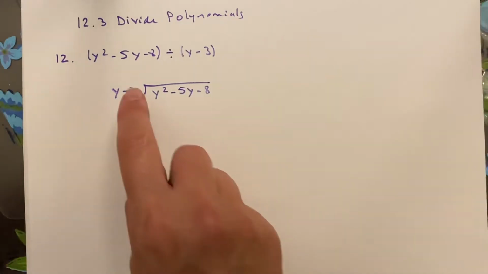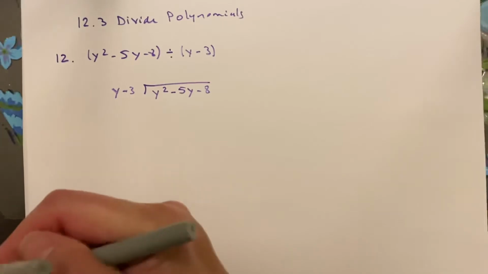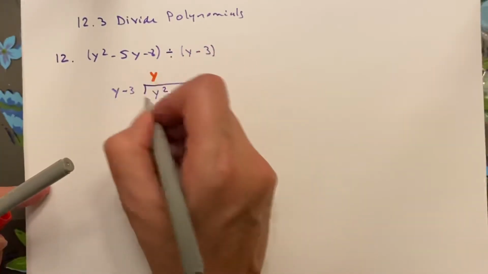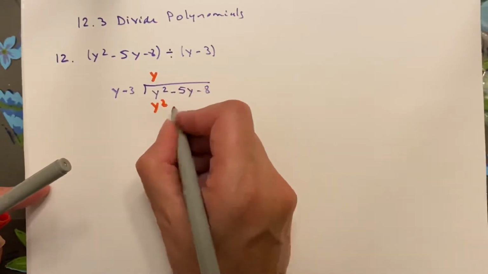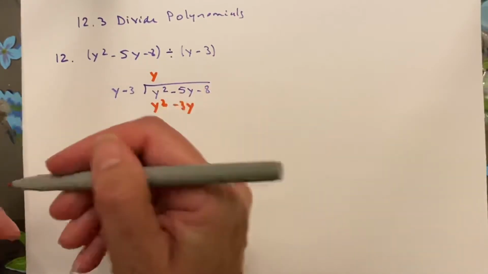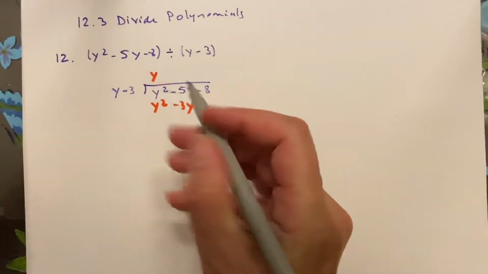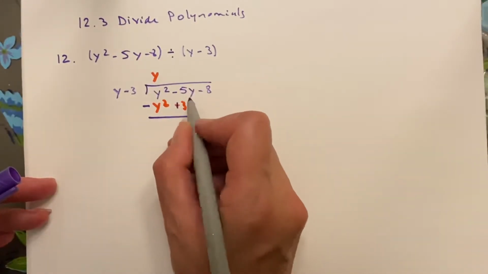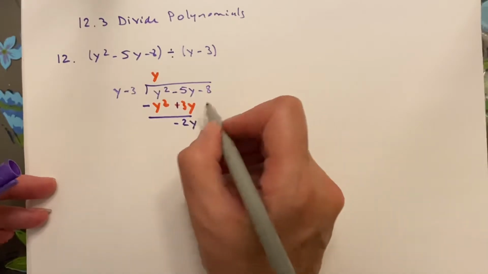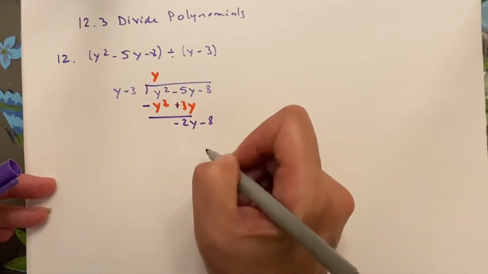So what times y is going to give me y squared? Y. Y times y is y squared. And then the second term, y times negative 3 is negative 3y. When I subtract, I'm going to change the signs to subtract, I end up with a negative 2y, and then I carry down my 8.